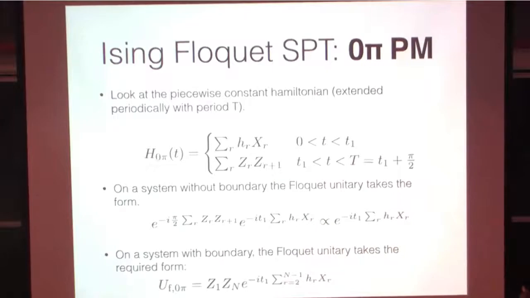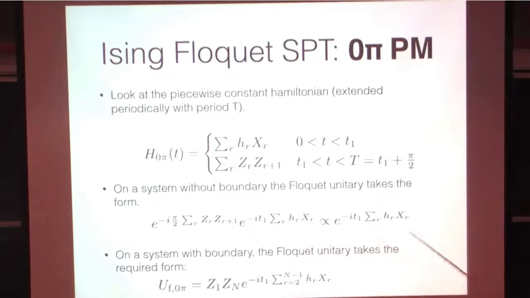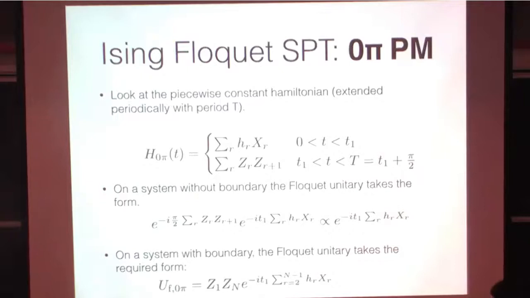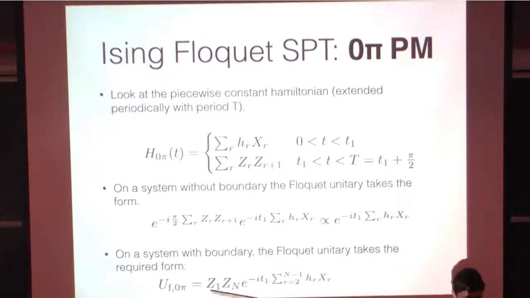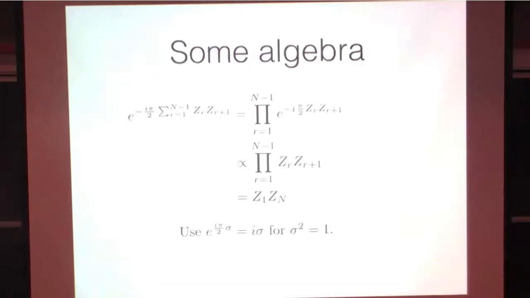It turns out that using an algebraic identity, which I'll show you on the next page, on a system without boundary, this simplifies to something really simple. You just drive with this paramagnetic Hamiltonian. But on a system with boundary, you accumulate some Ising charge at the edges. And so you get this Floquet unitary I spoke about on the other side.